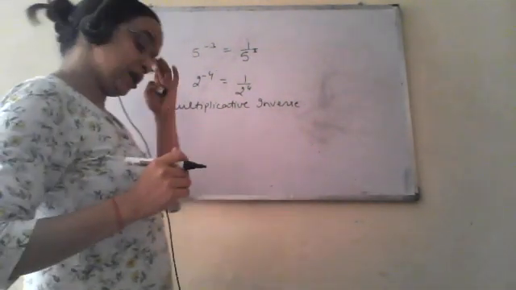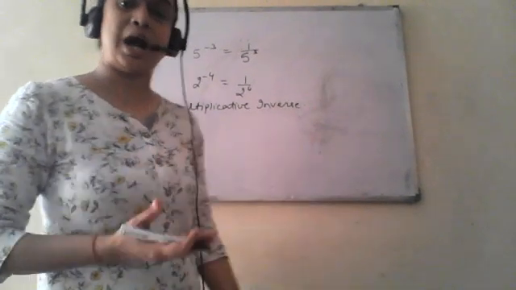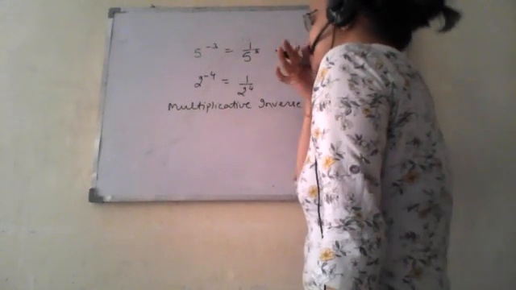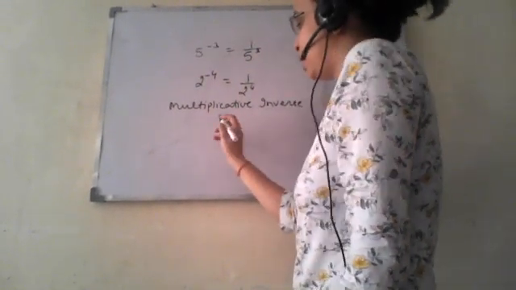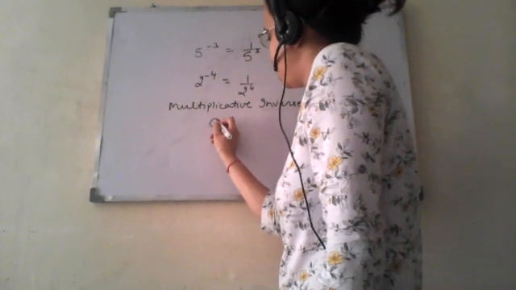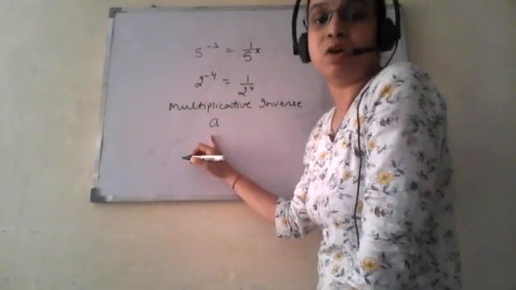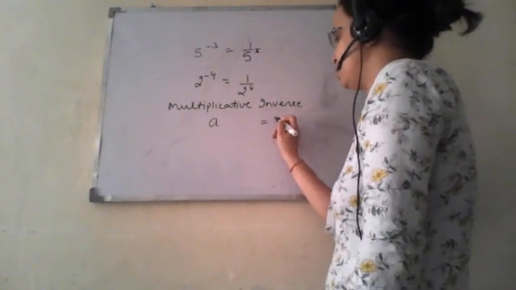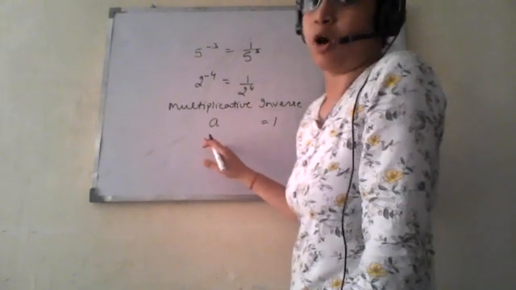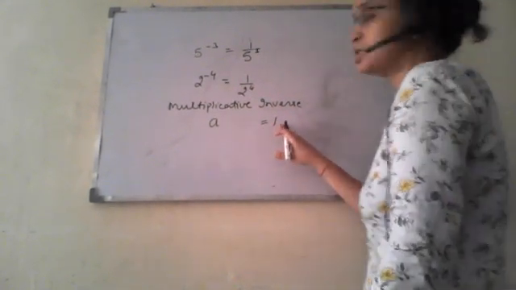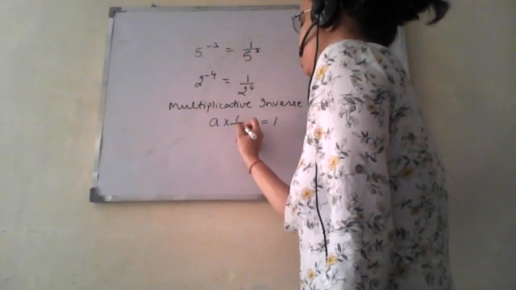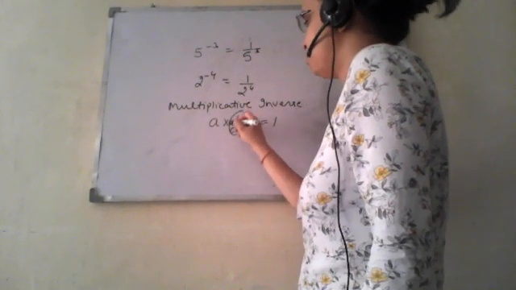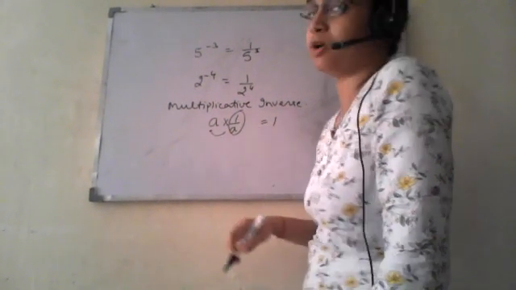Multiplicative inverse of a number is that number which, when multiplied to the original number, gives the value 1. Suppose, leaving these exponents, I am talking about normal numbers. So there is a number a. Now what is the multiplicative inverse of a? It is that number which when multiplied to a will give the result 1. Now what is to be multiplied to a in order to get 1? It is to be multiplied by 1 upon a, or the reciprocal, right? So the reciprocal of a number is the multiplicative inverse of this number.